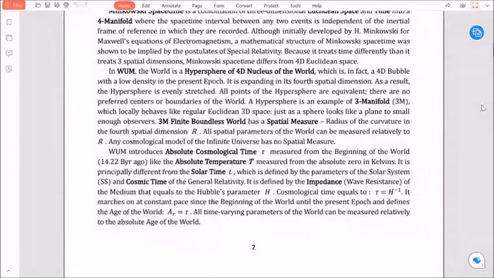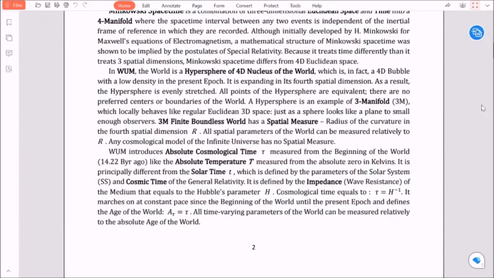In WUM, the world is a hypersphere of the 4D nucleus of the world, which is in fact a 4D bubble with a low density in the present epoch. It is expanding in its fourth spatial dimension. As a result, the hypersphere is evenly stretched. All points of the hypersphere are equivalent. There are no preferred centers or boundaries of the world.